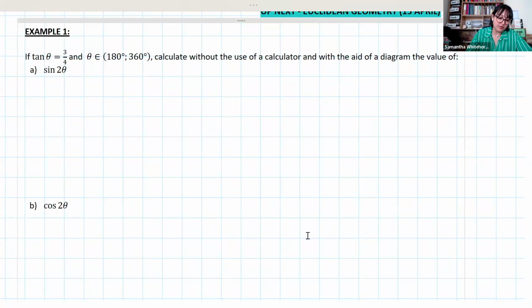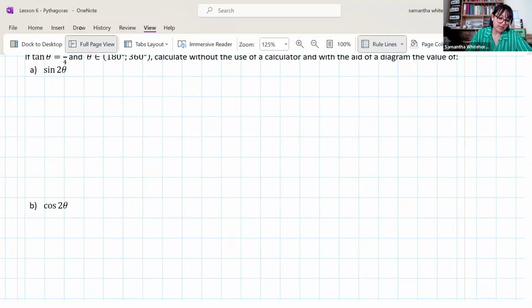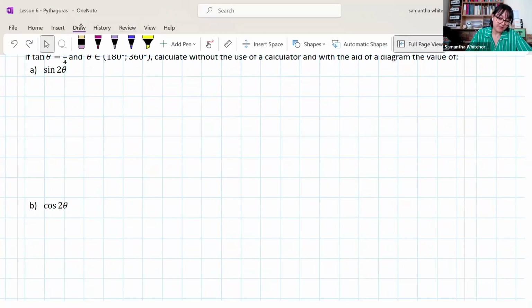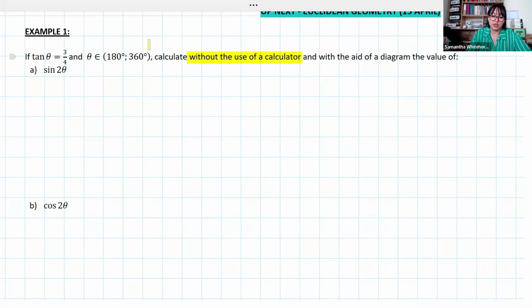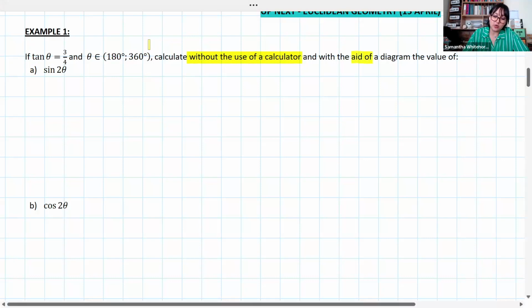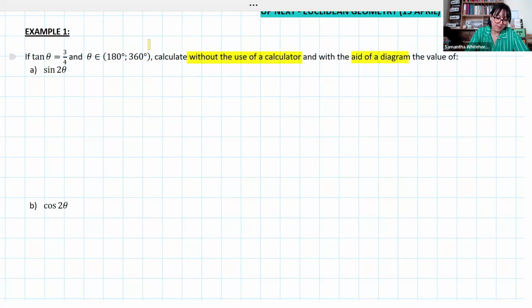All right, so really importantly, when it says without the use of a calculator, obviously we think of special angles when we think about that. And potentially, yes, there are special angles that you're going to use, but essentially it's asking you to show all your working out. It doesn't always ask you with the aid of a diagram, but in these types of questions, you should always draw a diagram because it is really going to help you.